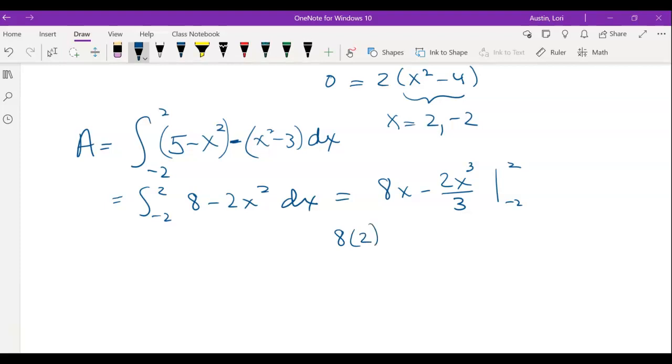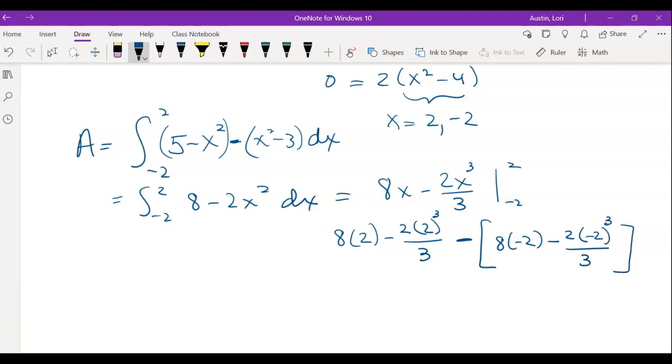8 times 2 minus 2 cubed over 3. Please don't forget, when you subtract, use brackets or something. I mean, this is where the mistakes come. You forget to distribute the negative sign, okay? So use the brackets. Then it's 8 times negative 2. Honestly, this is where you'd make any mistake, with all these negatives. So let's go through it really carefully.